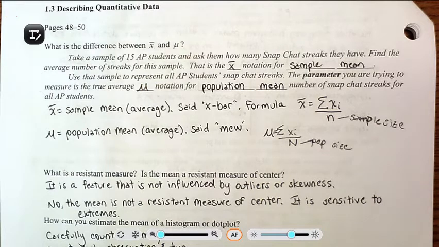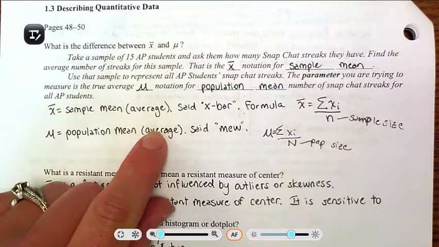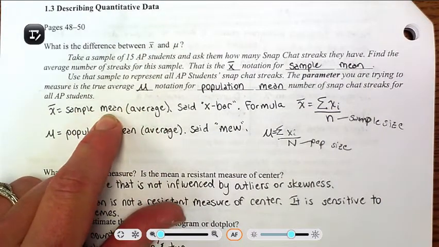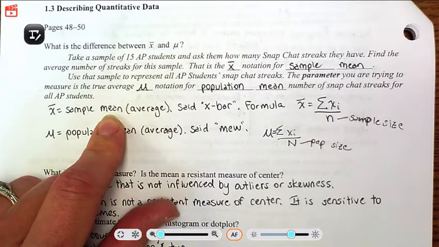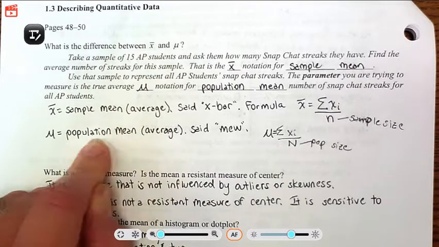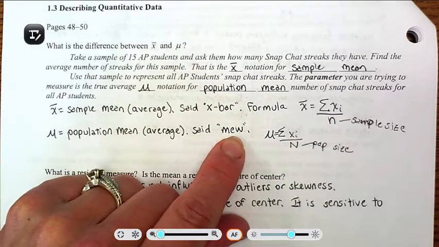The parameter you are trying to measure is the true average, mu, the notation for population mean number of Snapchat streaks for all AP students. So the key concept here is that X bar is the sample mean, but mu is the population mean. The sample mean is only for the group that you gathered and that you actually have the data values for. Many times we have a sample that's going to hopefully stand in for an unknown population mean. It's pronounced X bar. Mu is pronounced mu, M-E-W.